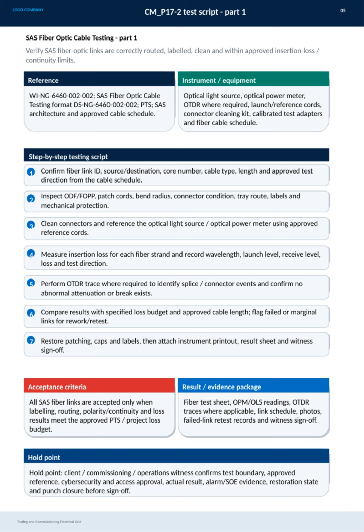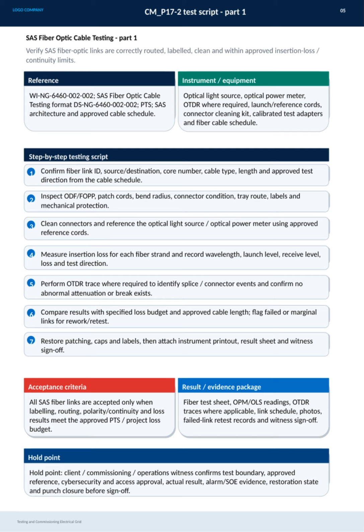Cleaning connectors properly is essential before referencing the optical light source and power meter to get accurate measurements. We then measure insertion loss for each fiber strand, recording critical parameters including wavelength and loss values. In cases where needed, an OTDR trace is performed to detect any splices or connector events and confirm there are no abnormal issues. All test results are compared against the specified loss budget and cable lengths, with any failed or marginal links marked for rework or retesting. Lastly, we restore the patching, replace caps and labels, and attach the instrument printouts, test results, and witness sign-off documentation.